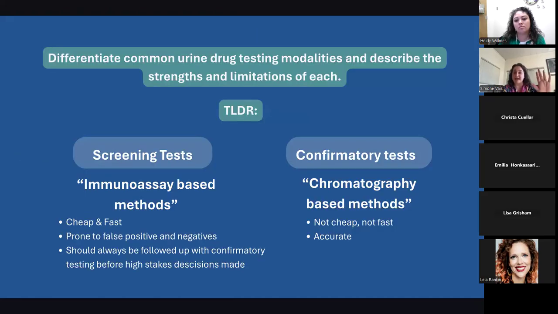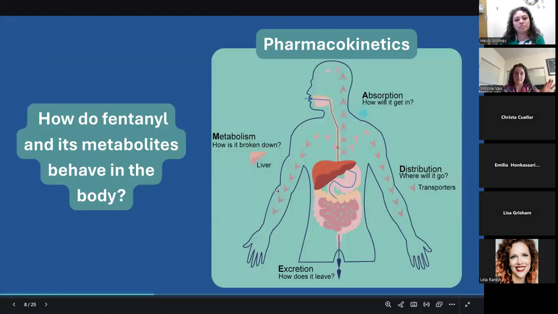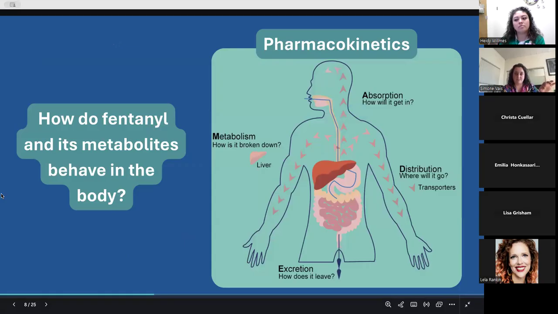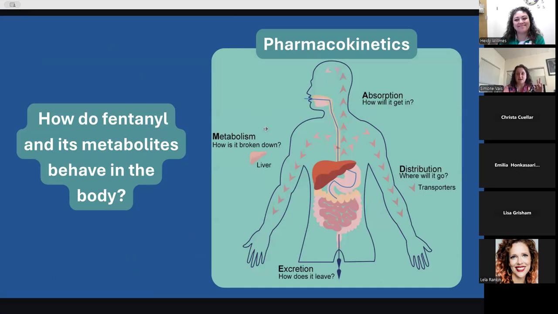I'm going to move on next to fentanyl and how it sort of works in the body. Does anybody have any questions before I move on? Okay, well, then I will move on to pharmacokinetics of fentanyl.